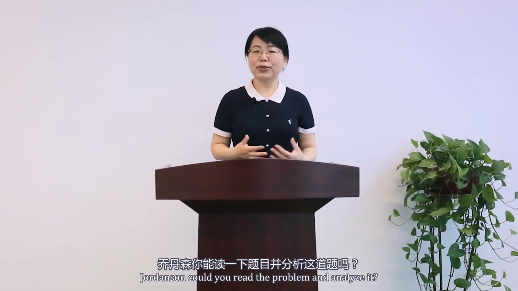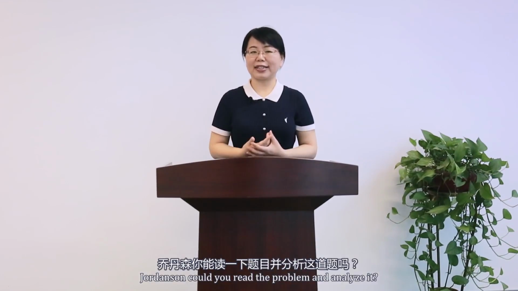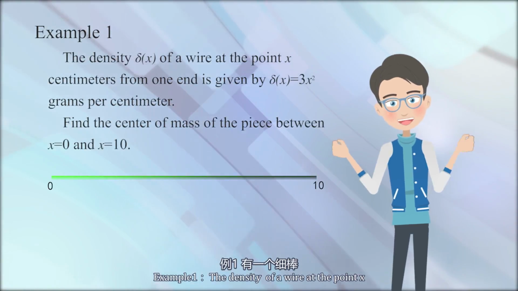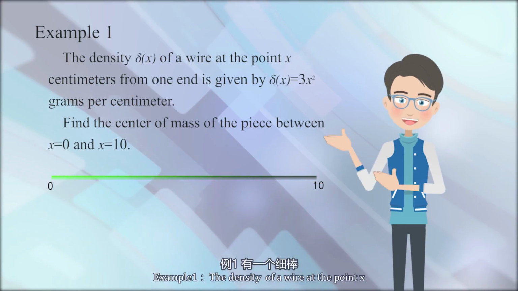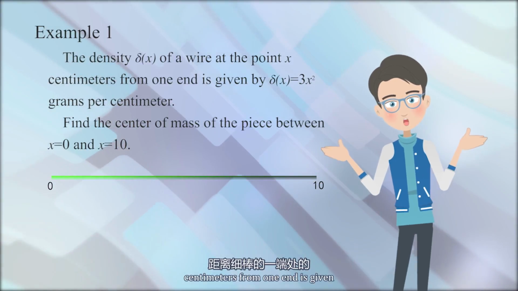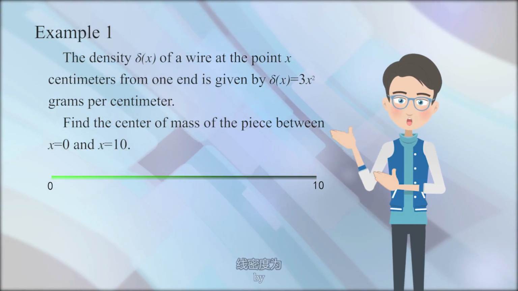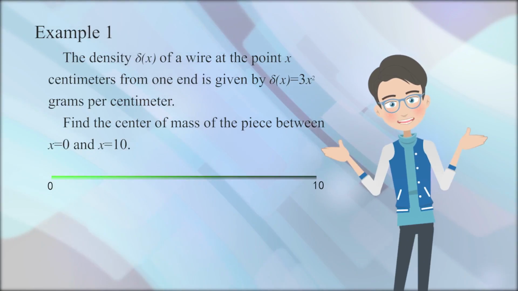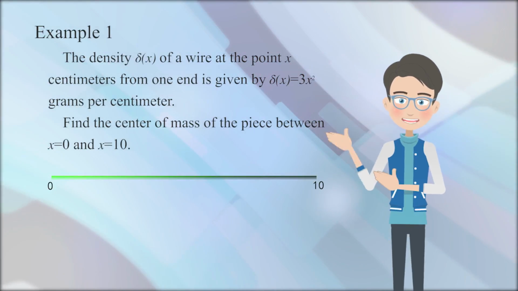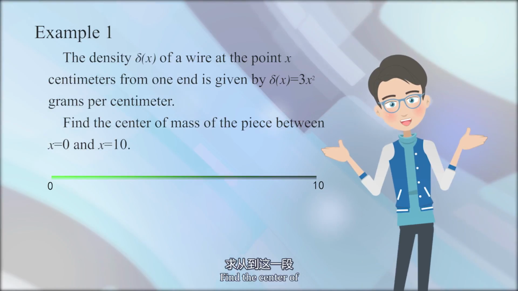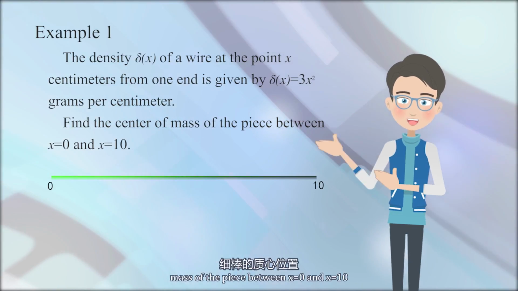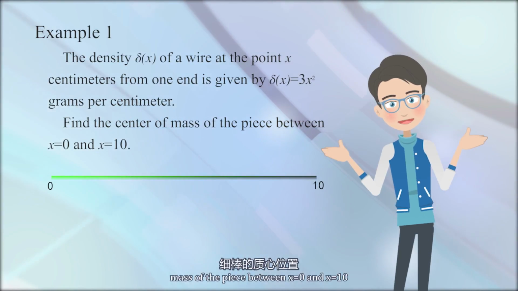All right, let's see one example. Jordanson, could you read the problem and analyze it? Example 1. The density delta(x) of a wire at the point x centimeters from one end is given by delta(x) equals 3x squared grams per centimeter. Find the center of mass of the piece between x equals 0 and x equals 10.